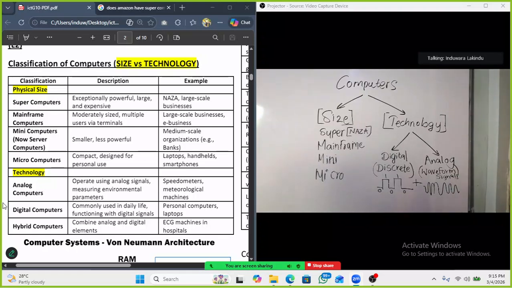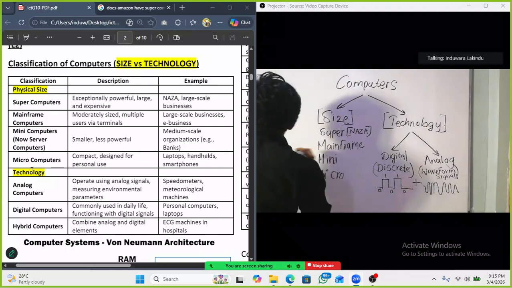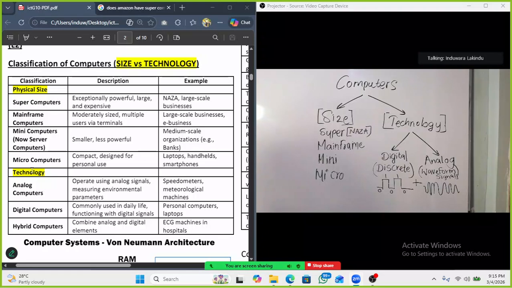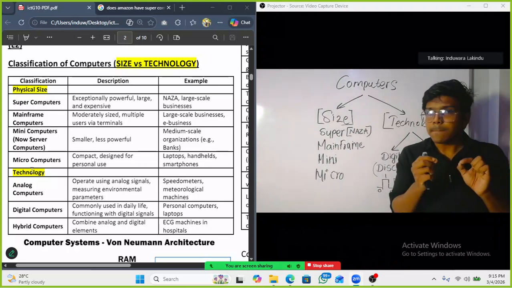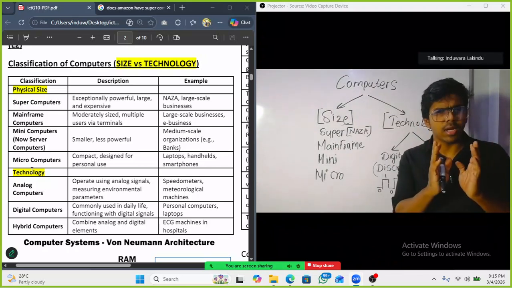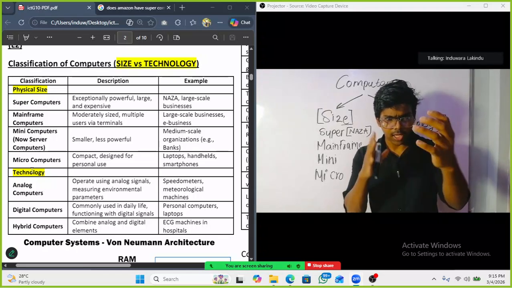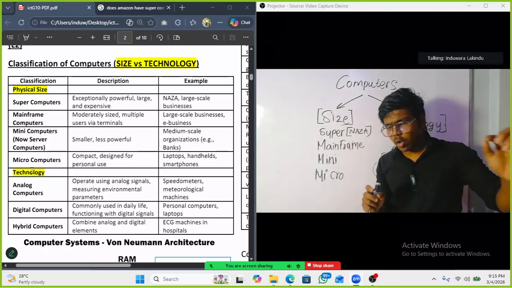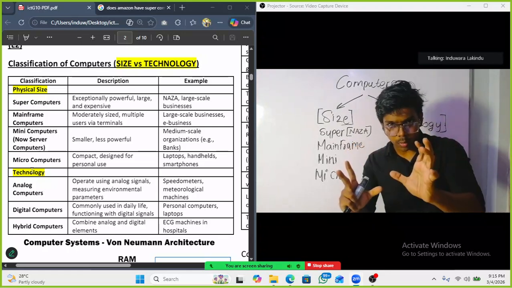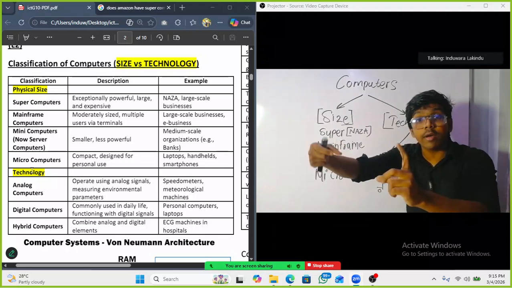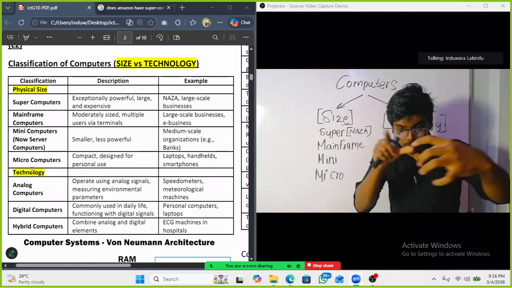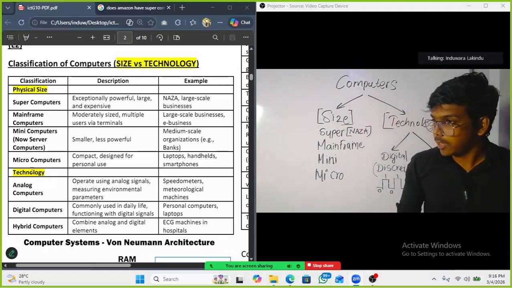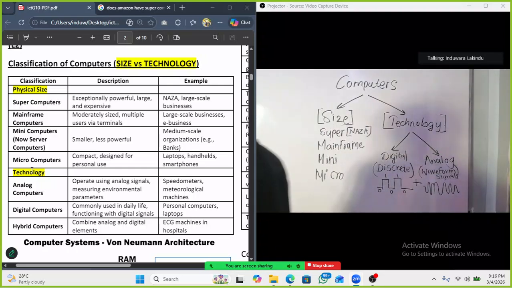Then what else? Then mainframe computers. Mainframe computers are used where? Moderate size computers. These computers are specially multi-user computers. What is meant by a multi-user computer? Now take your computer, your CPU. Can you plug your monitor, mouse and keyboard to your computer, plus your friend's monitor, mouse and keyboard, to your computer? Can you both use the same CPU? CPU means the system unit. At the same time, can you do that in your normal computer? You can't do that, right?